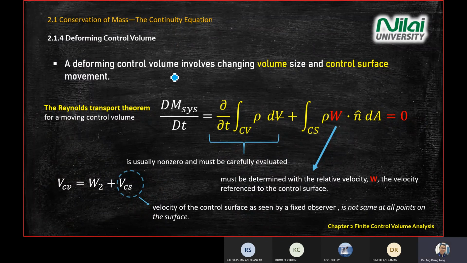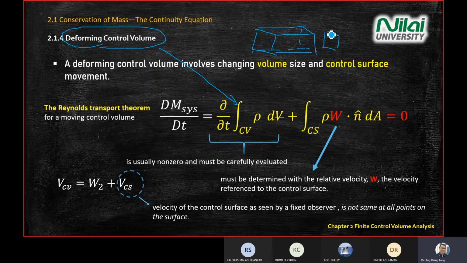Now this PowerPoint slide basically mentions that when you have a deforming control volume, the control volume component you have to calculate. You cannot assume 0 anymore if you have a deforming control volume. Meaning your control volume that you draw in your answer is going to shrink in size, maybe become smaller. When you have a deforming control volume, then the control volume component, this whole thing, cannot be 0. There's a value for that.